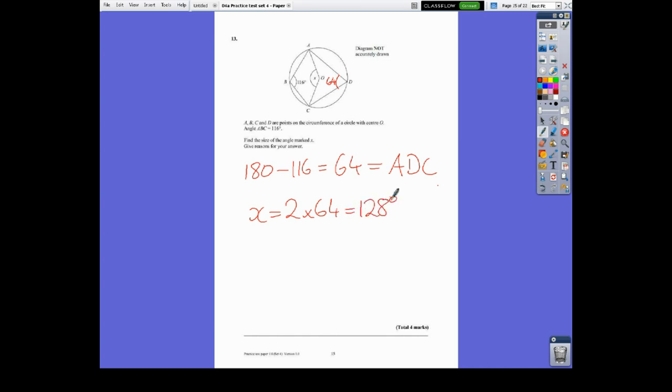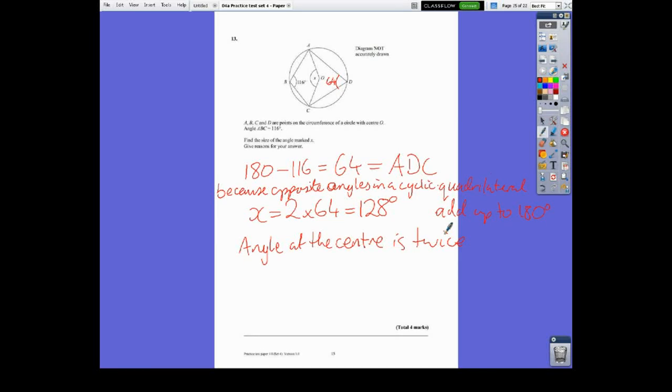Now, it does ask for reasons, so I would always write that straight after what you've done. So, because opposite angles in a cyclic quadrilateral add up to 180. Then the final one is the angle at the centre is twice the angle at the circumference.